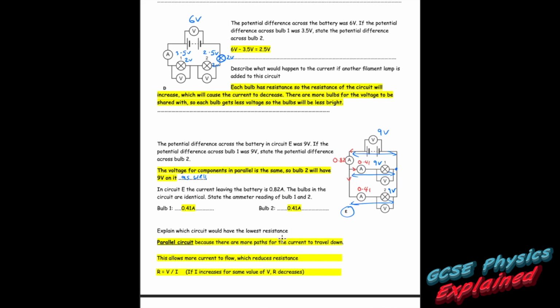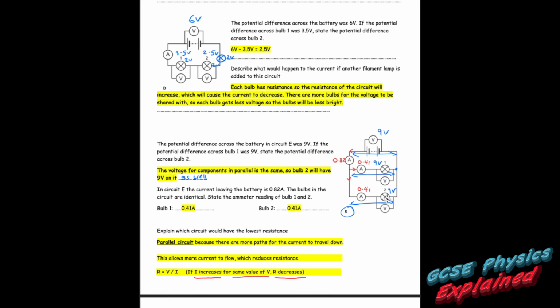Explain which circuit would have the lowest resistance. So that's out of circuit E and D. The parallel circuit, because there are more paths for the current to travel down. This allows more current to flow, which reduces resistance. R, resistance, equals V over I. So if the current increases for the same value of V, the R will decrease.